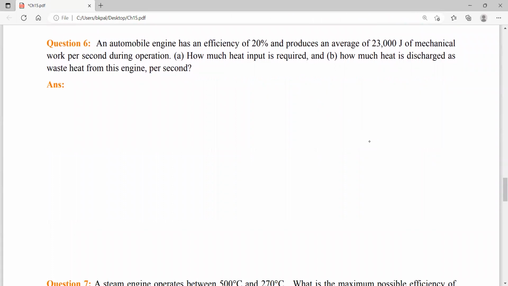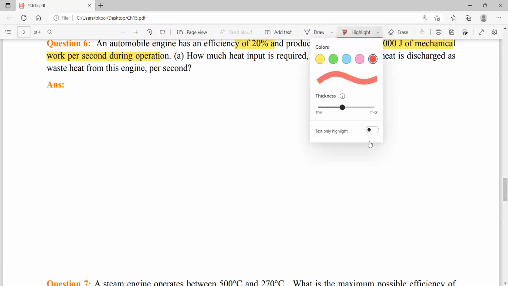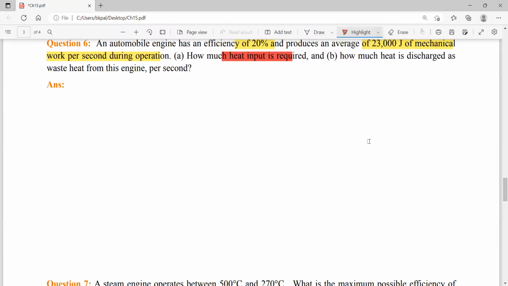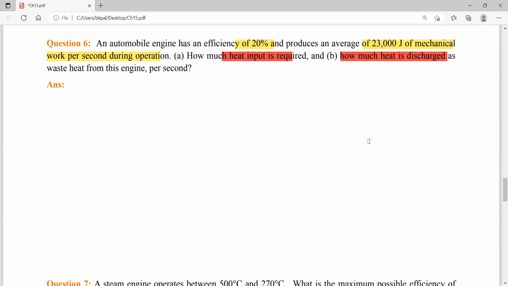Now we are doing some efficiency calculation. It says that an automobile engine has an efficiency of 20%, and it delivers 23,000 joule of mechanical energy, or mechanical work, per second during operation. First thing we have to calculate is how much heat input is required and how much heat is discharged per second.